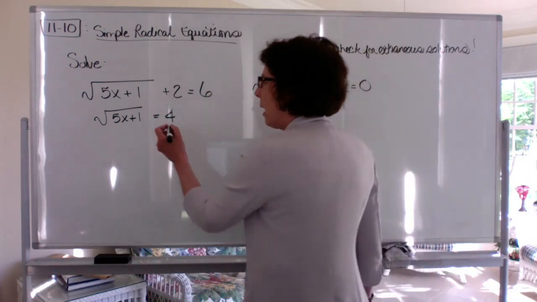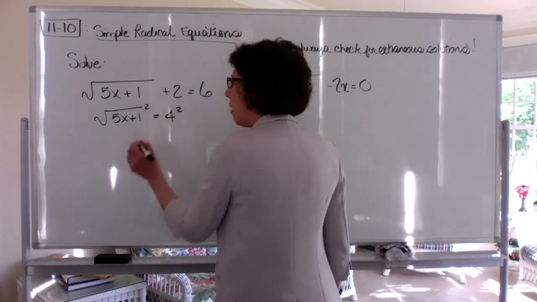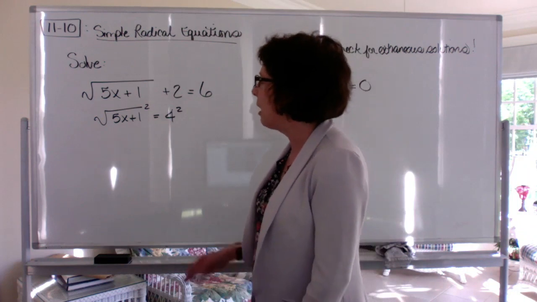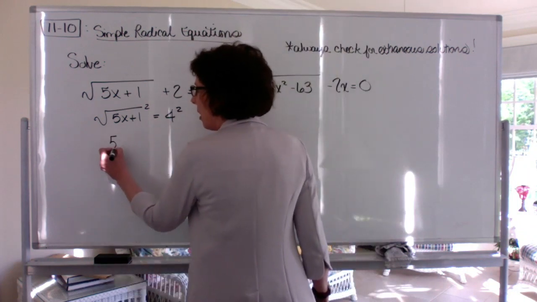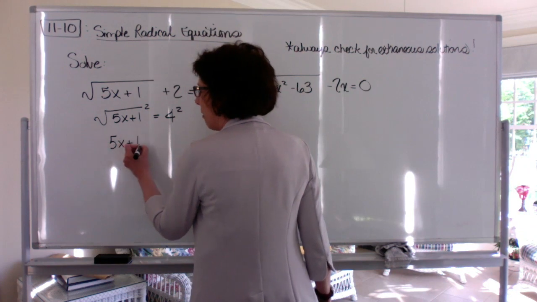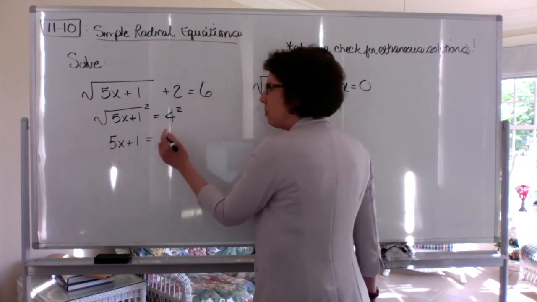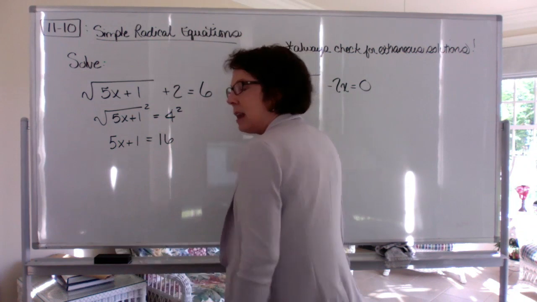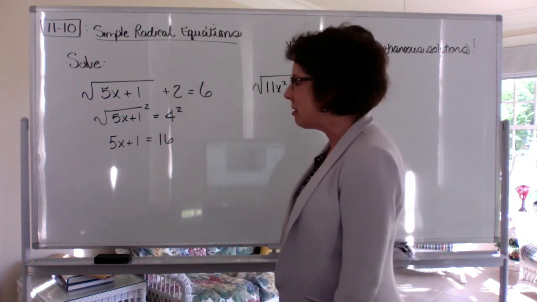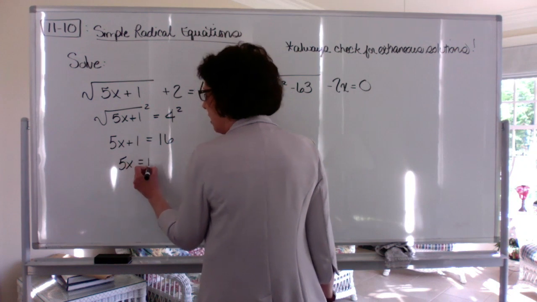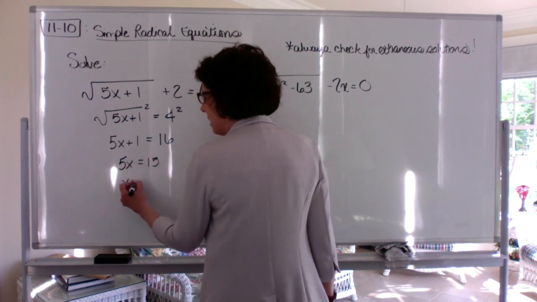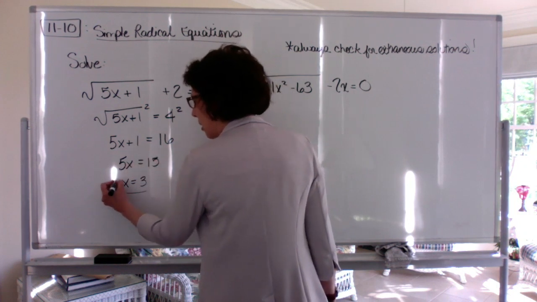So I'm going to square the left side and square the right side. When I square a square root, I just get rid of the radical, and I have the radicand 5x plus 1 is equal to 16. Now, this is just a simple equation to solve, isn't it? I'm going to subtract 1 from both sides. 5x equals 15, x equals 3. And I'm going to box it.